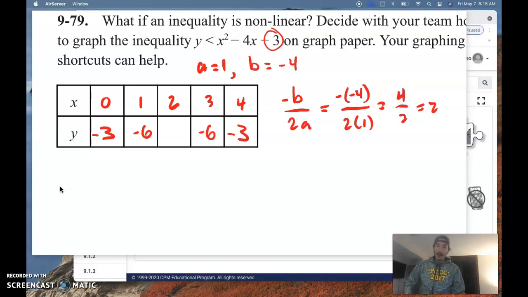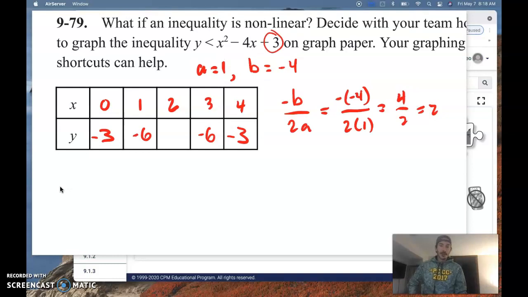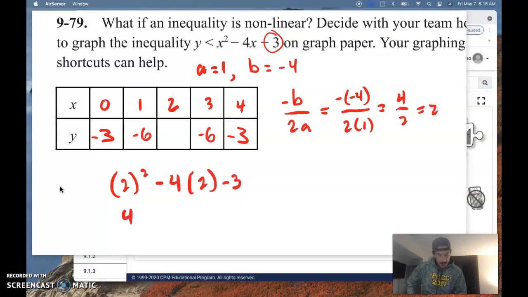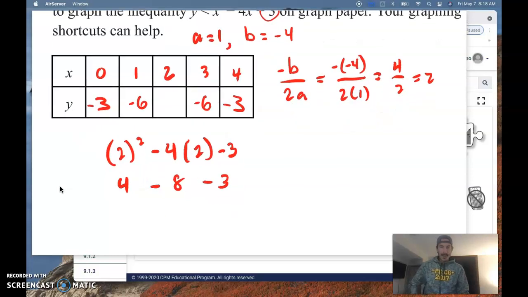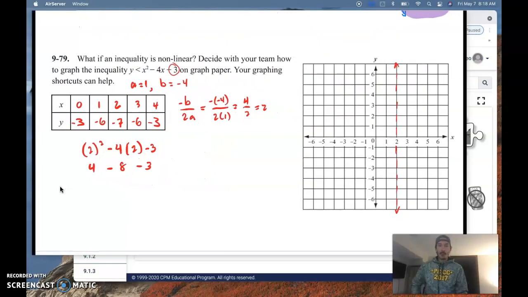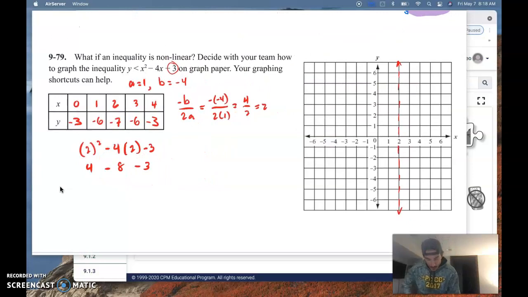Now, maybe the hardest part, I've got to plug in 2. And when I do plug in 2, let me show you exactly what I'm doing here. I'm just going to plug in 2 for x and work this out. This turns into a 4, this is 8, and then I've got 4 minus 8 minus 3. This does work out to be negative 7. Okay, so now I've got 1, 2, 3, 4, 5 points that are graphable. I'm just going to transfer over here quickly to my graph.